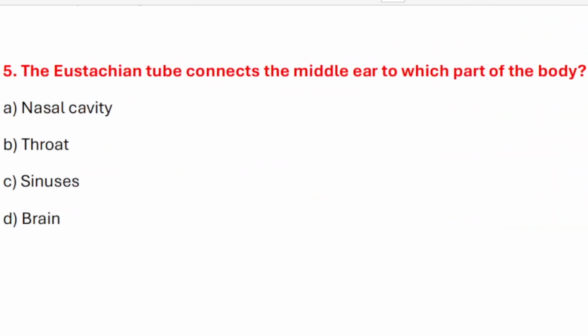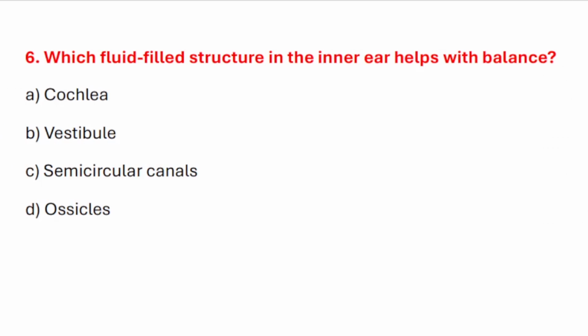Question number 5. The Eustachian tube connects the middle ear to which part of the body? Correct answer is option B, throat. Question number 6. Which fluid-filled structure in the inner ear helps with balance? Correct answer is option C, semicircular canals.